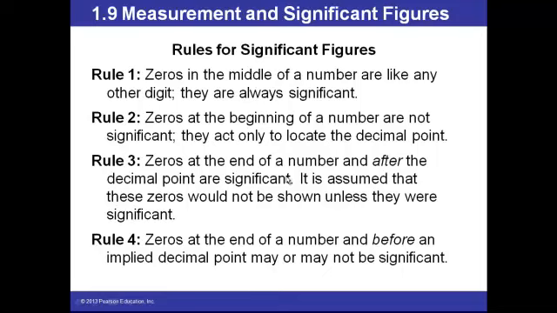Zeros at the end of a number and after the decimal point are significant. It's assumed that the zeros would not be shown unless they are significant. However, zeros at the end of a number but before the implied decimal point may or may not be significant. You can't tell just based on the number itself. So let's look at some examples of these.